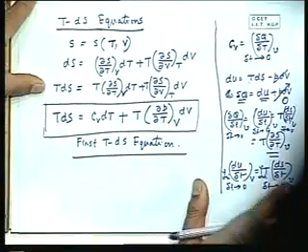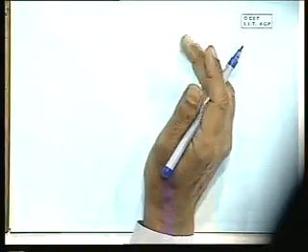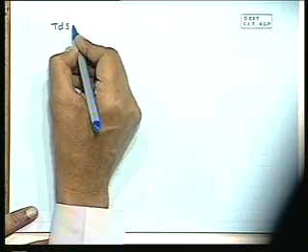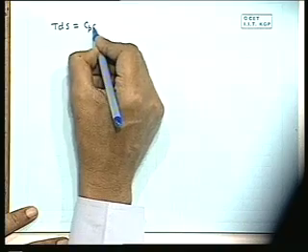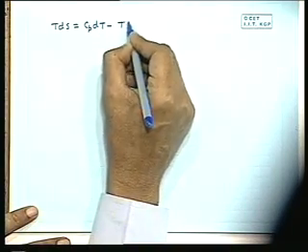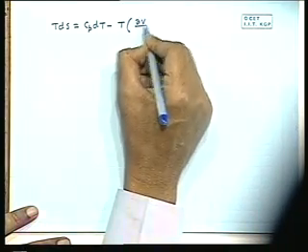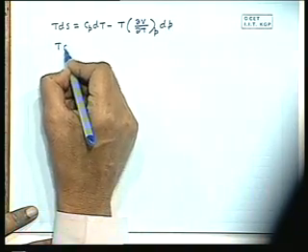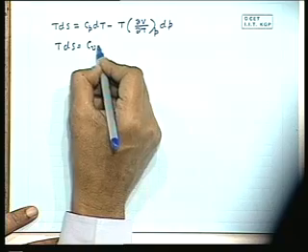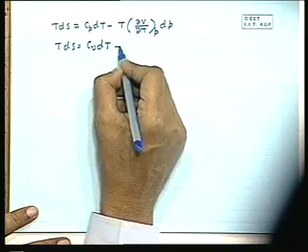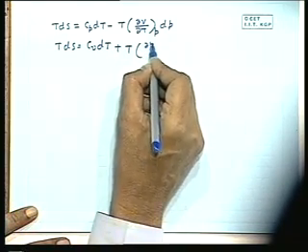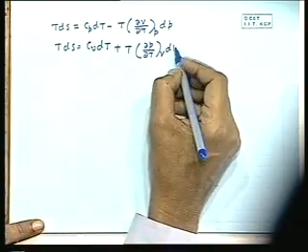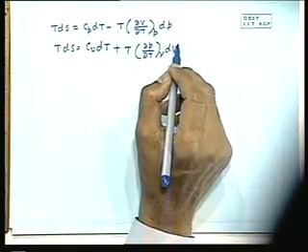You just check it, I am writing the first and second TDS equations. Let me write the second TDS equation first. TdS = Cp dT minus T (∂V/∂T)_P dP, whereas the first TdS equation is TdS = Cv dT plus T (∂P/∂T) at constant V dV. You see that. These are the two TDS equations.